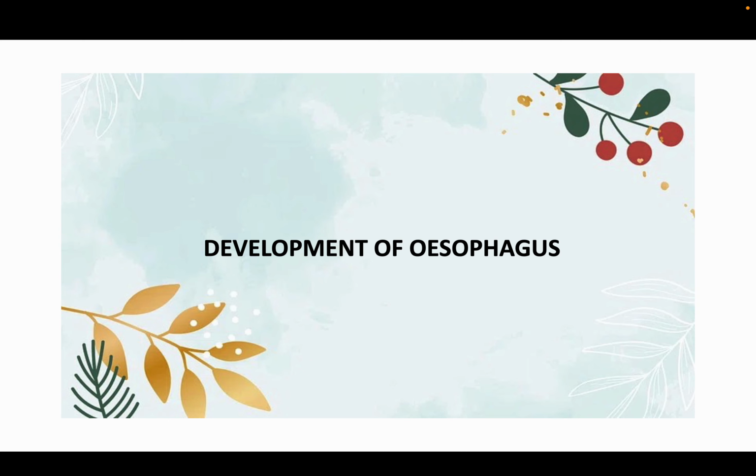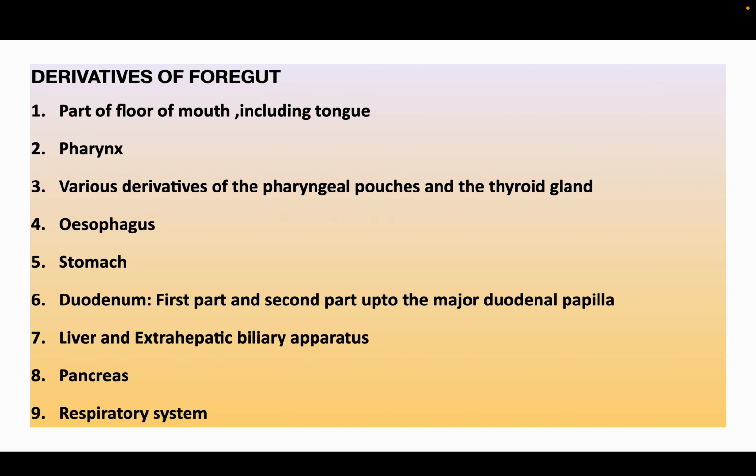Today we will start with the development of the various parts of the GIT. So starting with the esophagus, before that I want to show you this slide which I have shown you in my previous lecture. So what are the derivatives of foregut?